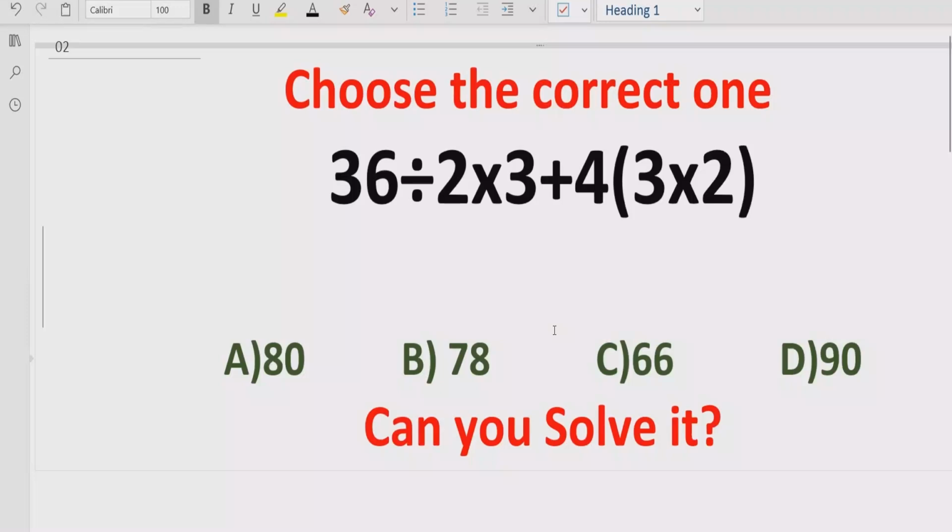Today we will solve another quiz which is related to arithmetic expressions. The quiz contains the basic operations: plus, multiplication and division. So we have to solve this quiz using the PEMDAS and BODMAS method and find out the correct answer. In the answer list we have four answers: 80, 78, 56 and 98. So let's see after solving it which answer is correct.